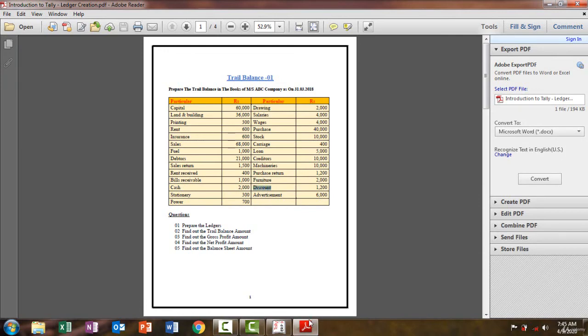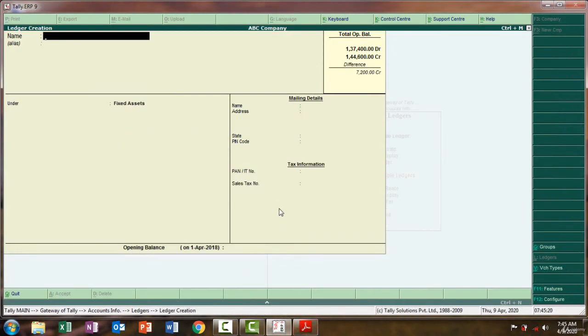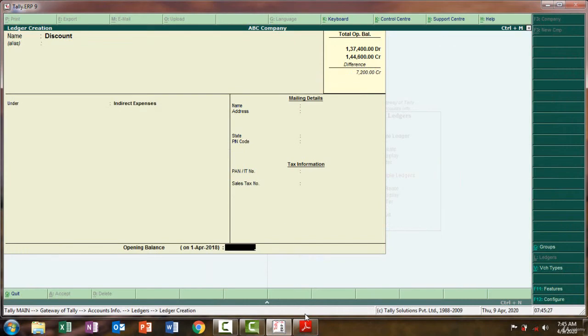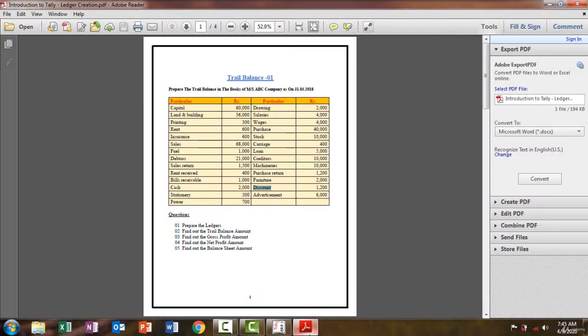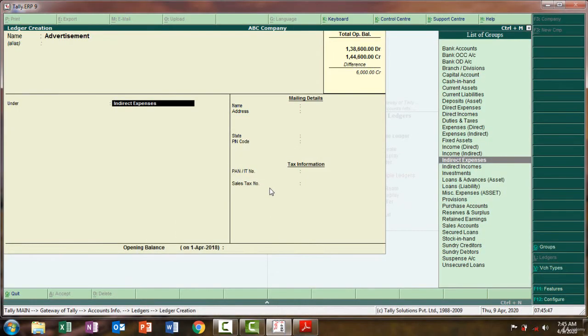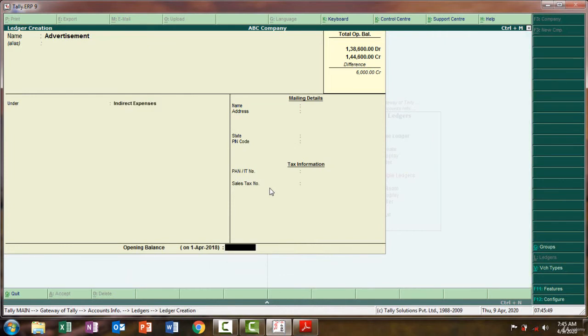Discount is one of the indirect expenses, so I'm going to type indirect expenses. The amount is 1,200. And then the final one is advertisement, 6,000. Advertisement is indirect expenses, the amount is 6,000.